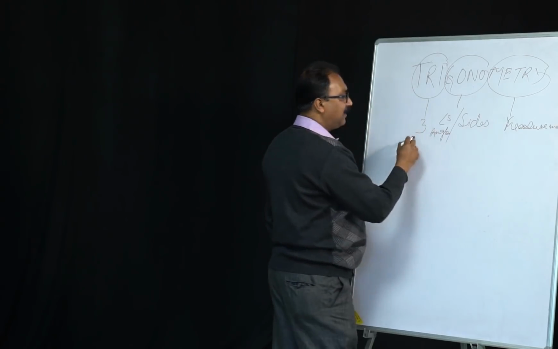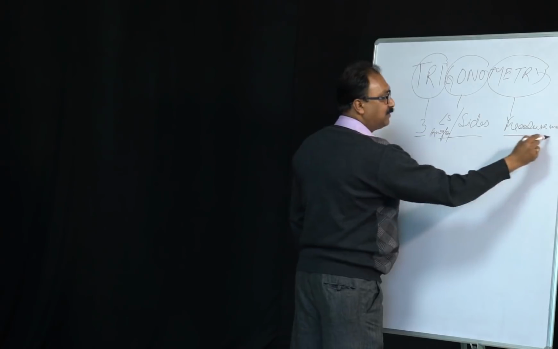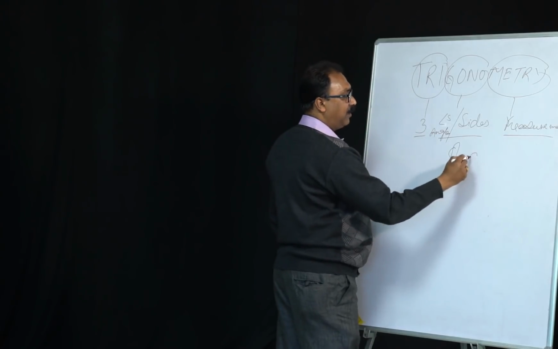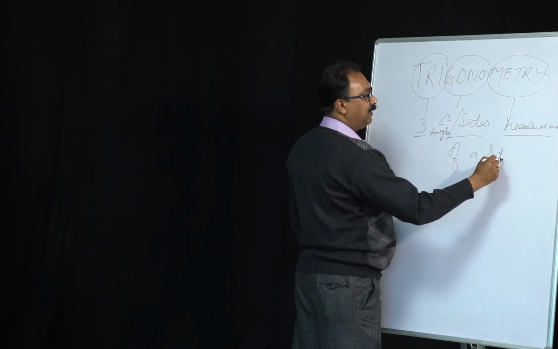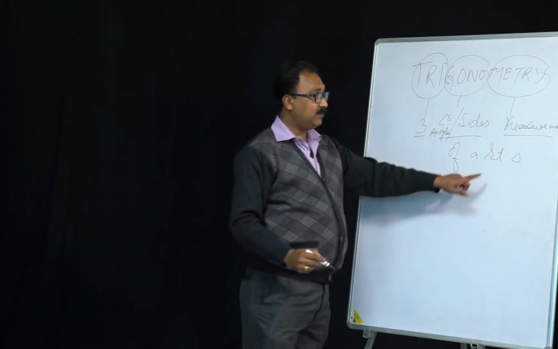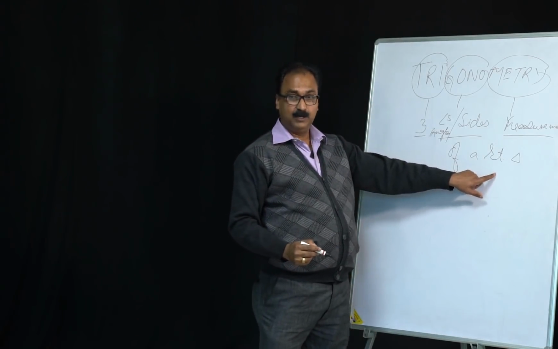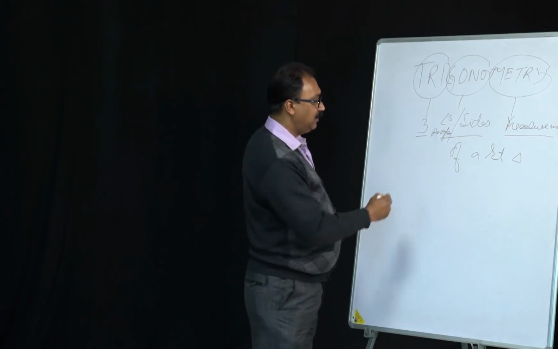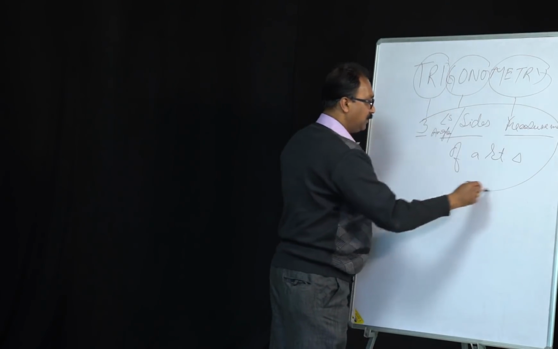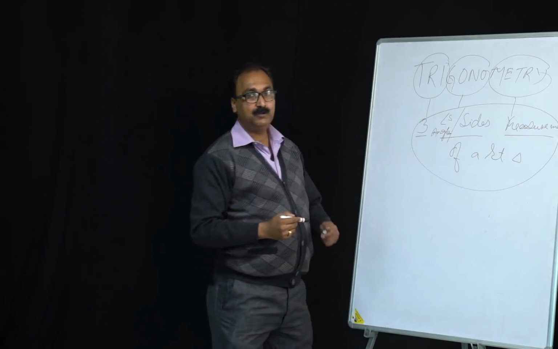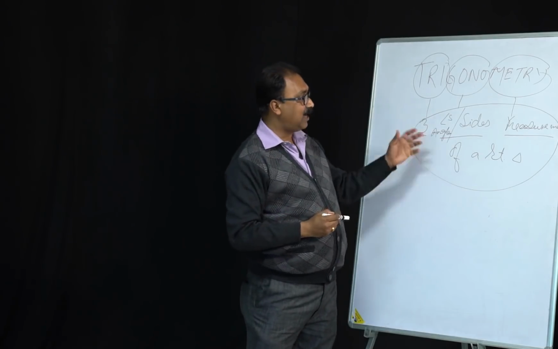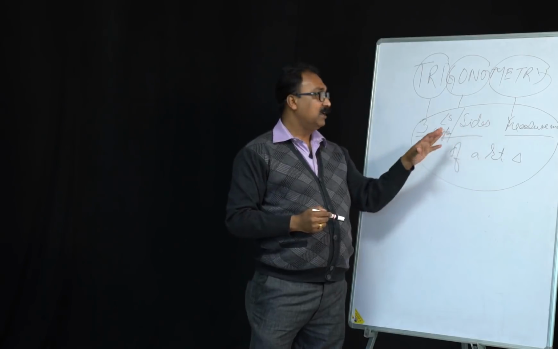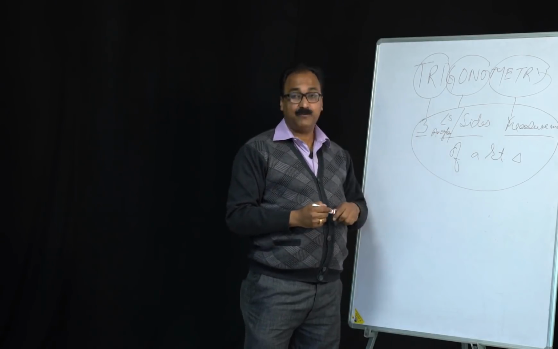So three angles or sides, measurements of a right triangle. The words right triangle you already know in class 9, isn't it? So three sides or angles measurements of a right triangle we call trigonometry. Clear? So what did you learn today? Three sides or angles measurements of a right triangle.